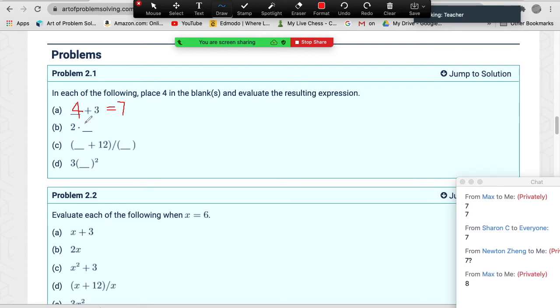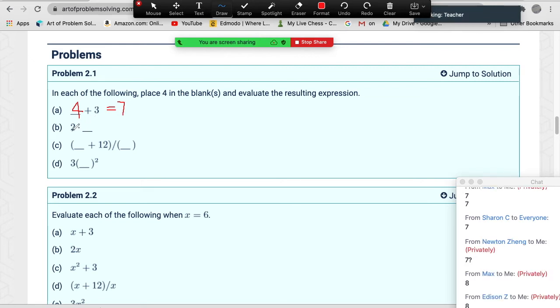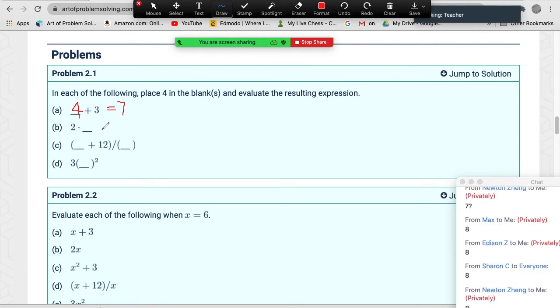If you put 4 here, this is 2 times 4. Yeah, Max is correct. Edison is correct. Who else? This one, yeah, Newton is correct. It's 2 times 4. This one equals 8.